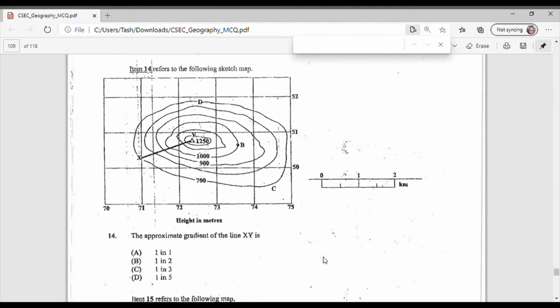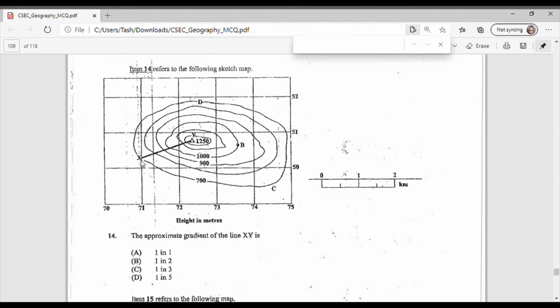Number 14, the approximate gradient of the line XY is, so we have from X to Y, that's number 14. So to look at gradient, you need to look at the rise over the run. The other way we can look at the formula is vertical distance over the horizontal distance. So vertical is suggesting the height. So it's from X to Y. So we have 700 here. At Y, it is at a trigonometrical station. That's 1250. 700 from 1250 would have given us 550 difference in height.